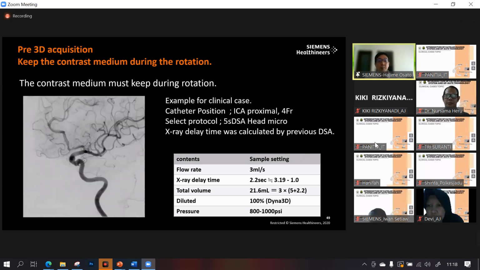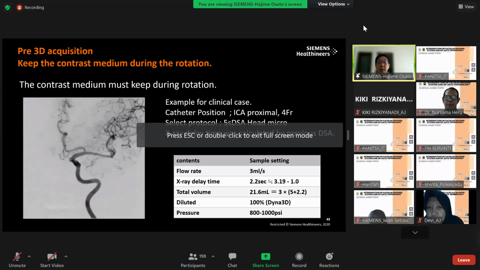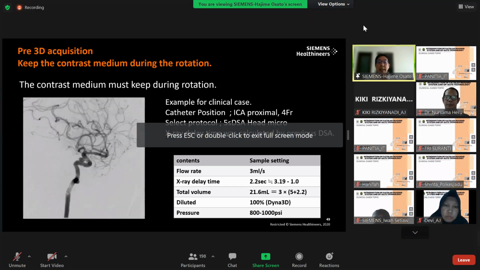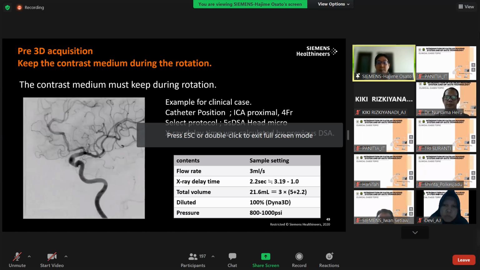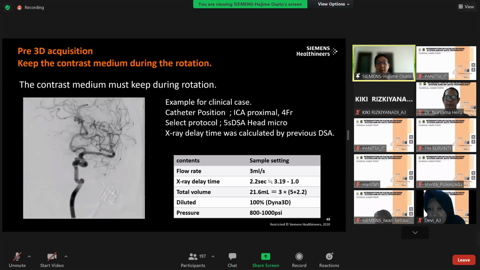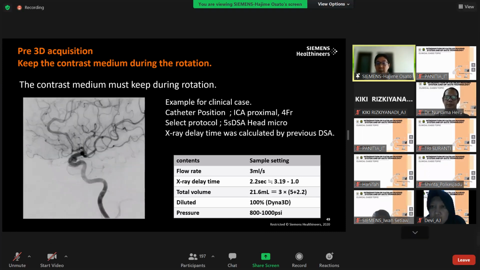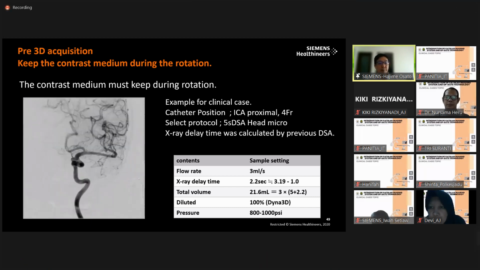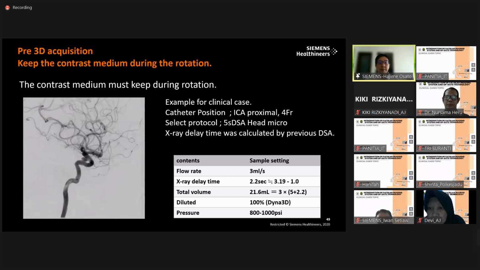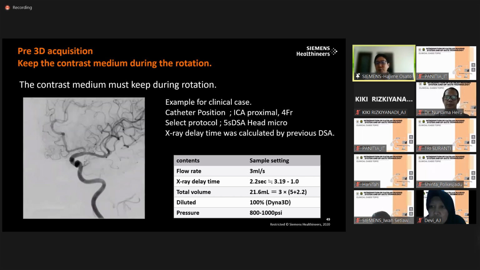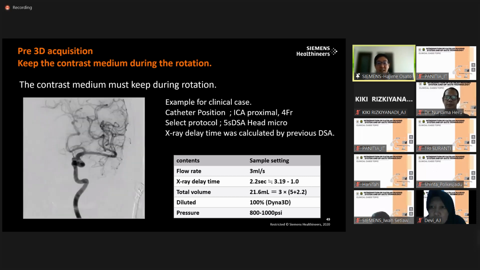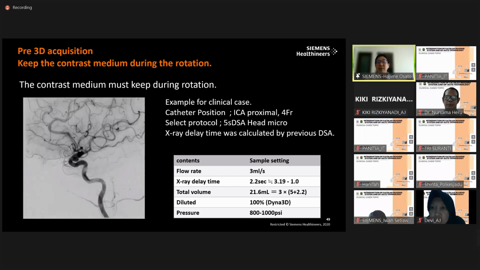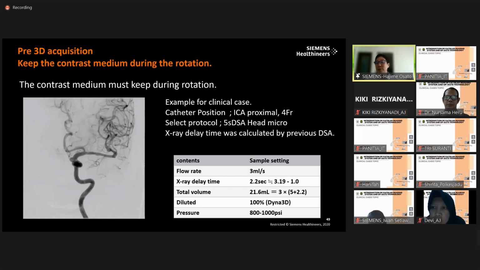The total volume was around 22 milliliters. It is calculated by multiplying the flow rate and the injection time. Injection time means the delay time plus the rotation time. Some may feel this calculation is a bit difficult, but it's okay if you experience it a few times.